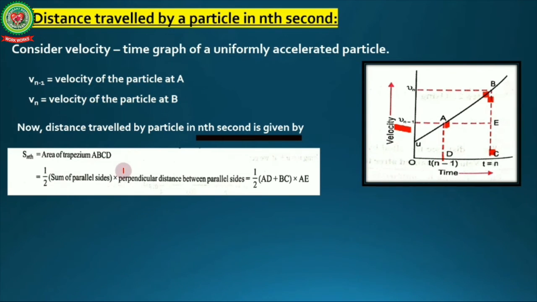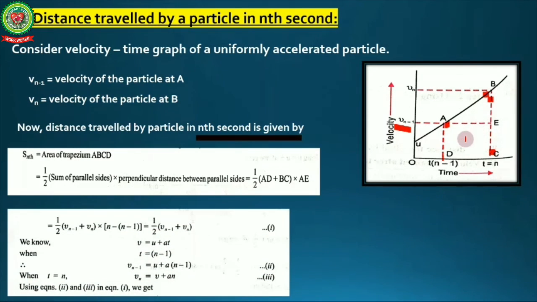Here we are going to consider trapezium A, B, C and D. We know that the area of a trapezium is half the sum of parallel sides multiplied by the perpendicular distance between the parallel sides. So it is equal to half (AD plus BC) multiplied by AE, because here the parallel sides are AD and BC and the perpendicular distance between them is AE. Putting the values, we are getting half (v(n minus 1) plus vn) into (n minus (n minus 1)), which is the time, that is nth second and (n minus 1)th second.